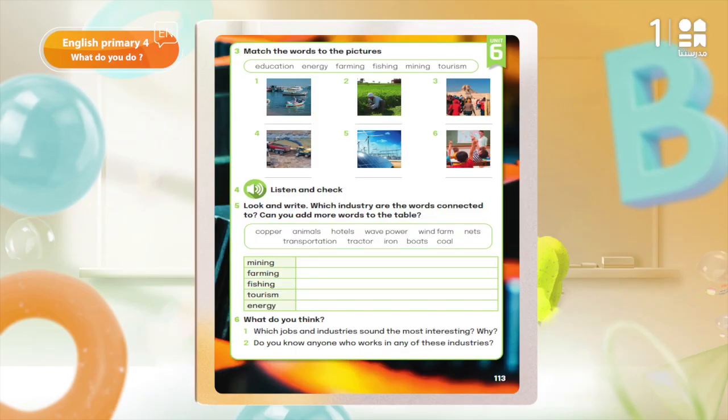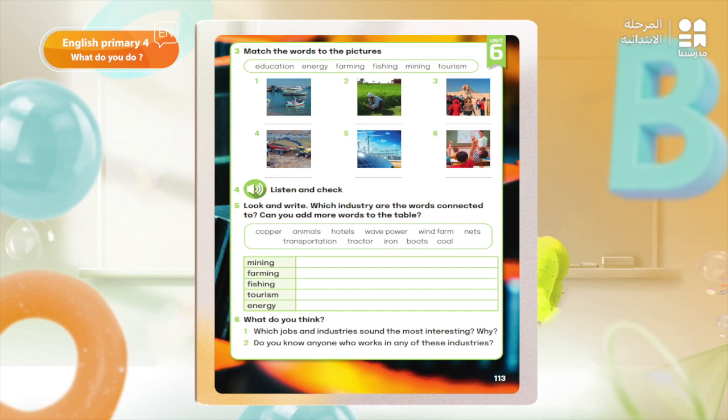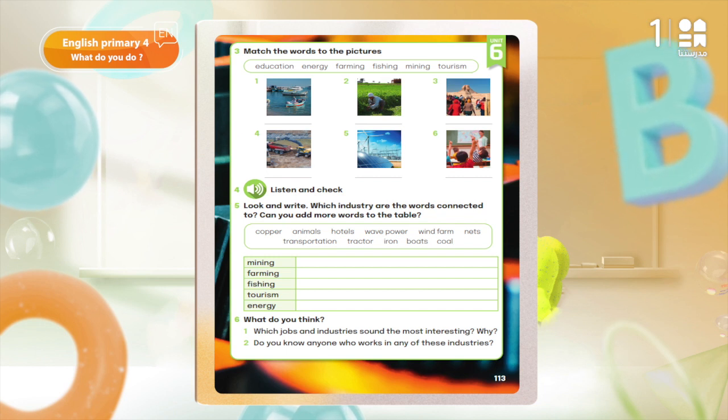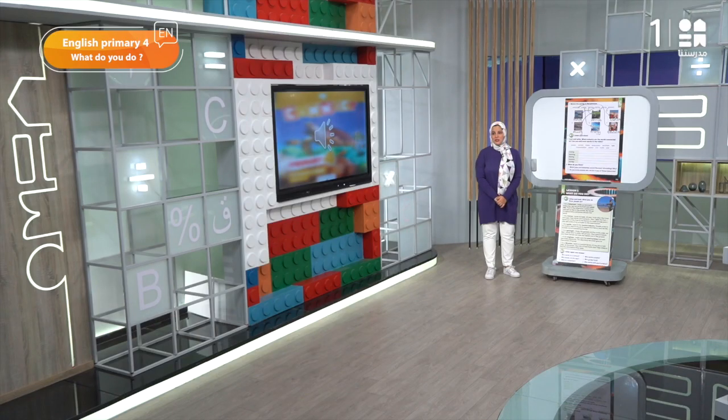Unit 6, Lesson 1, page 113. Exercise 4. Listen and check. 1, Fishing. 2, Farming. 3, Tourism. 4, Mining. 5, Energy. 6. Education.